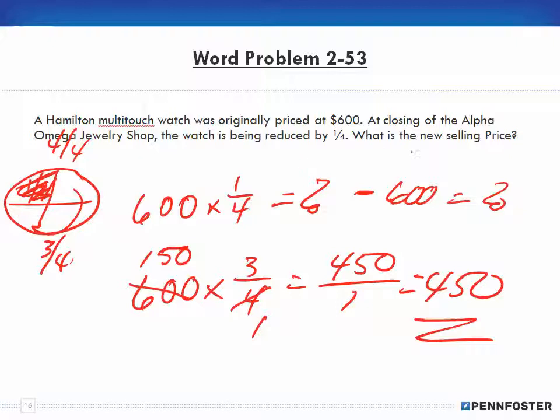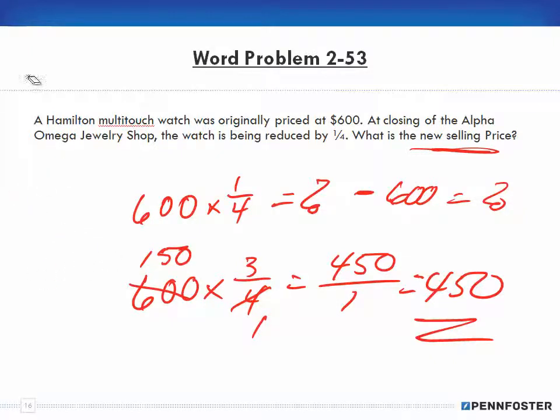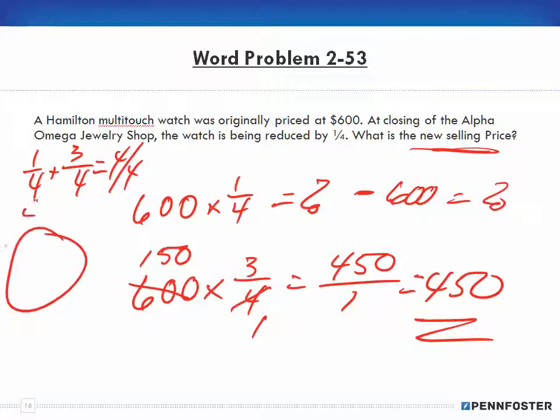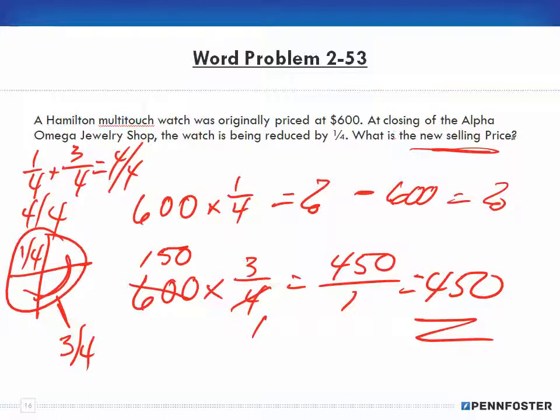Okay, it's what is the new selling price. Again, real quick, when I'm reading the problem, it says reduced by 1/4. Well, 1/4 plus 3 quarters is equal to 4 quarters, which is the whole. Remember, this is the whole. And if 1/4 is taken away, that means these have to be 3 quarters. It's asking me what is the new selling price. Well, if I'm taking this away, this is what's left, so I can multiply by 3 quarters in order to figure out the 450.